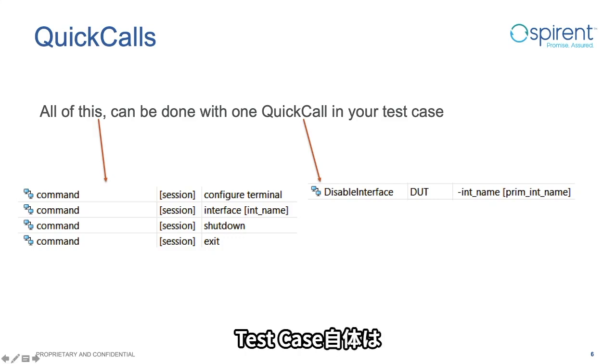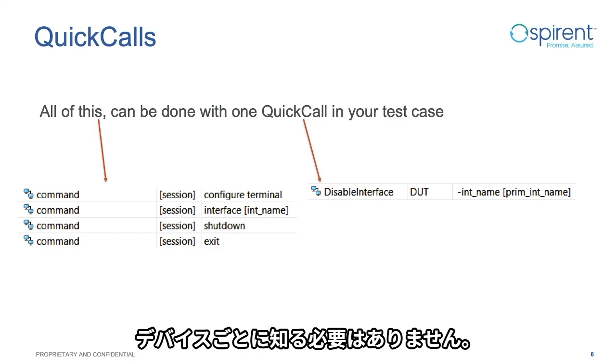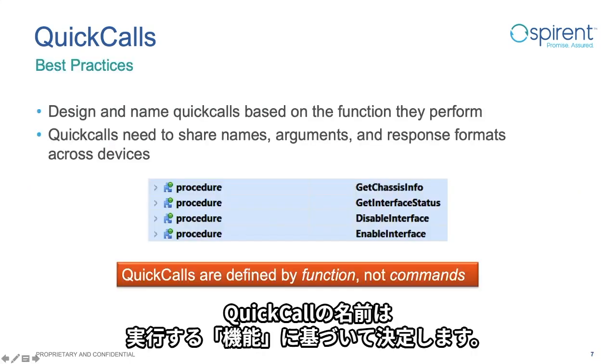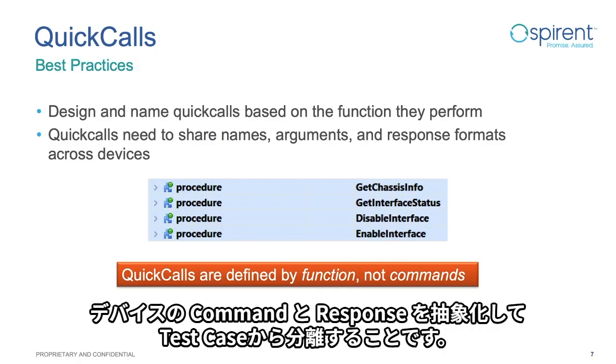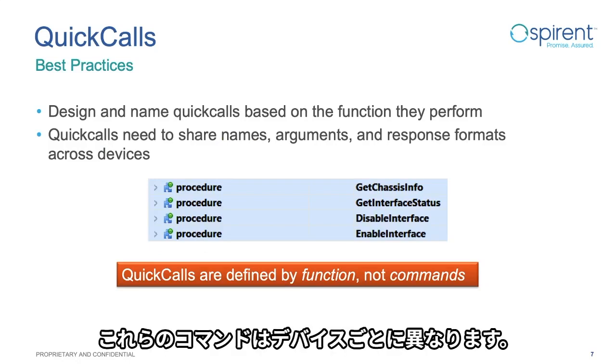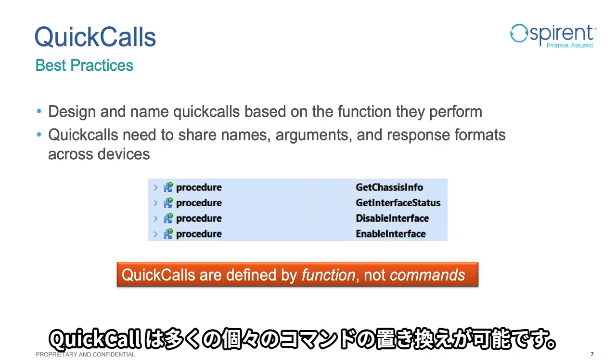The test case itself doesn't need to know the commands used to shut down an interface on this particular device. Quick calls should be named based on the function they perform. Remember, the goal of using quick calls is to abstract a device's commands and responses from the test case. These commands will be different from device to device, and quick calls can replace many individual commands.